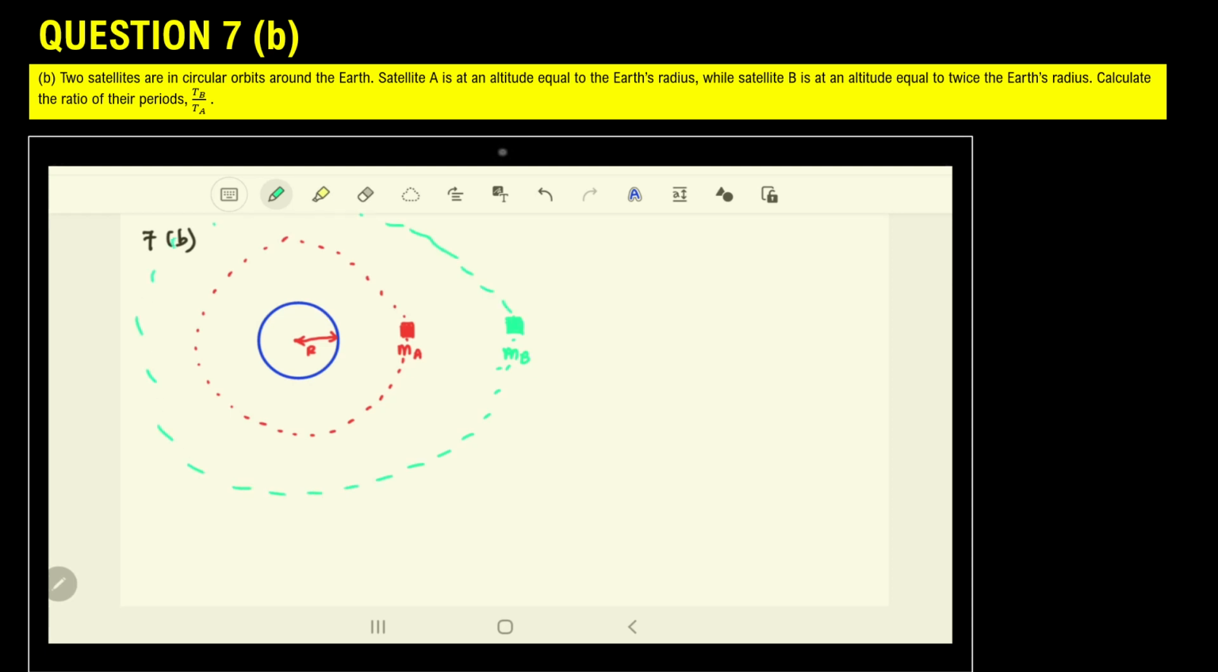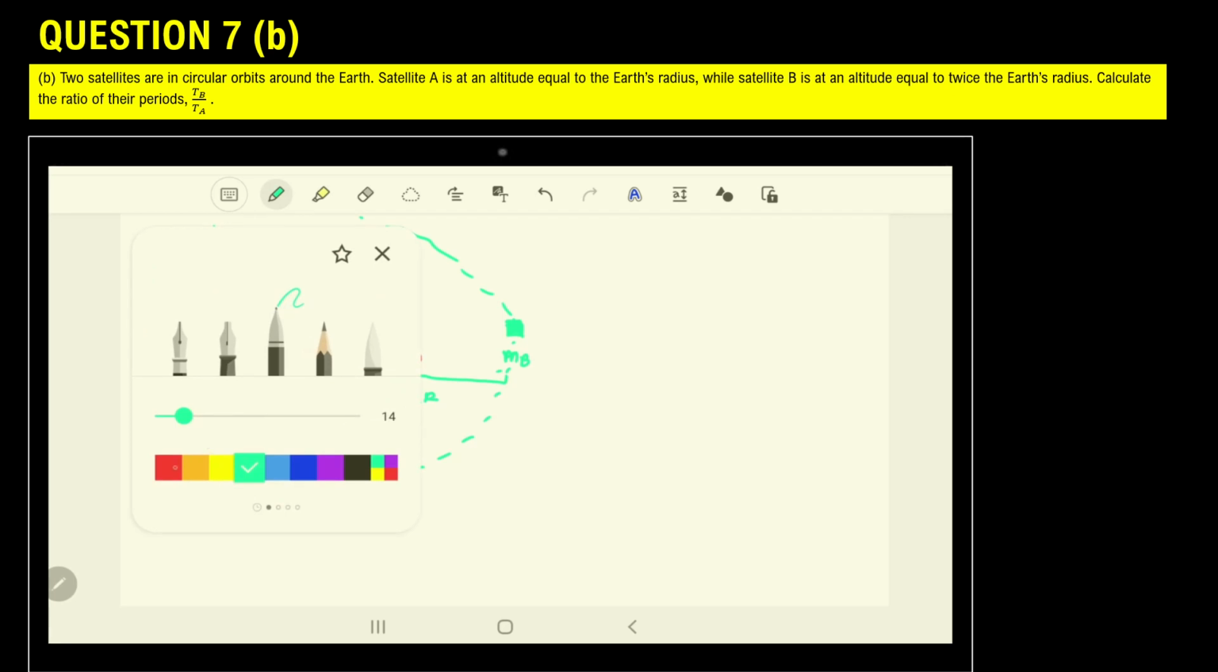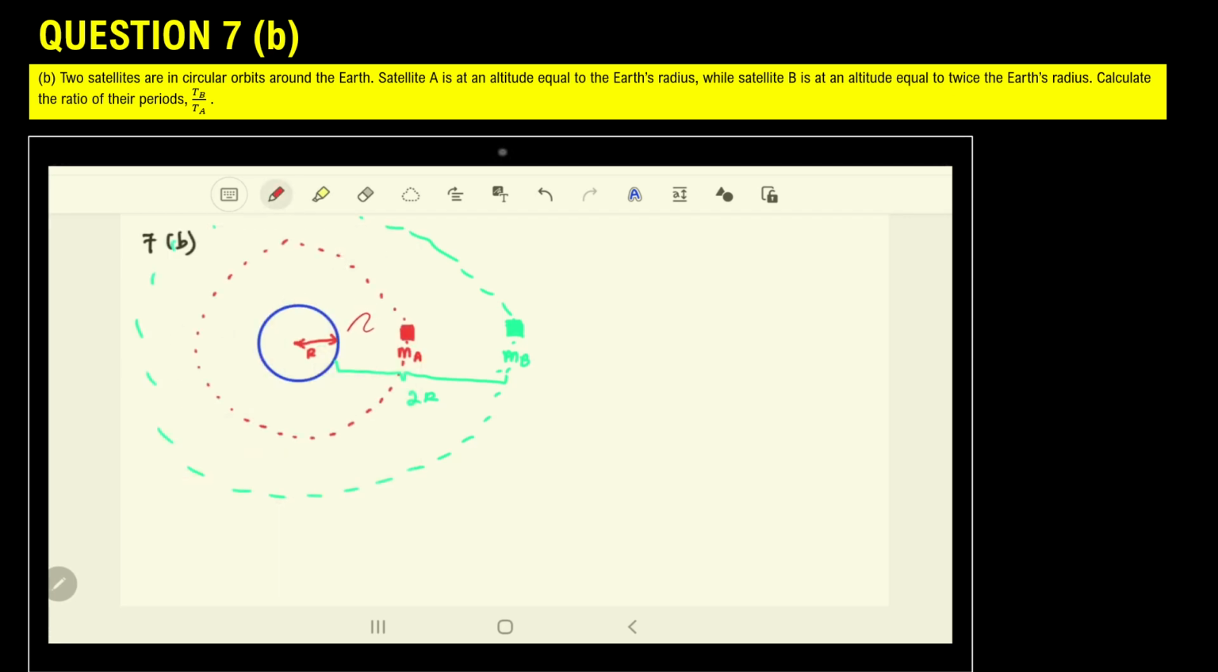Something like that, where the distance from the surface of the Earth to satellite B is 2r, and the distance from the surface of the Earth to satellite A is r. This should be a circle, but it's not very round. Never mind. So calculate the ratio of their periods, TB over TA.